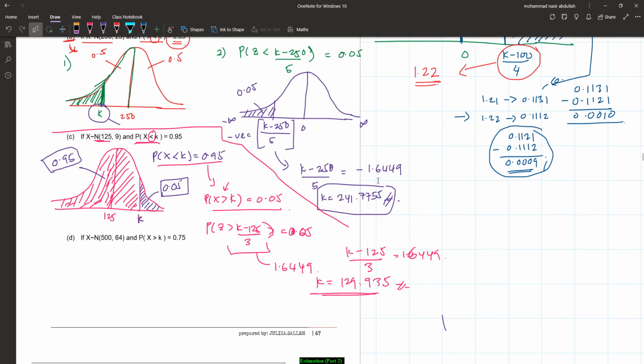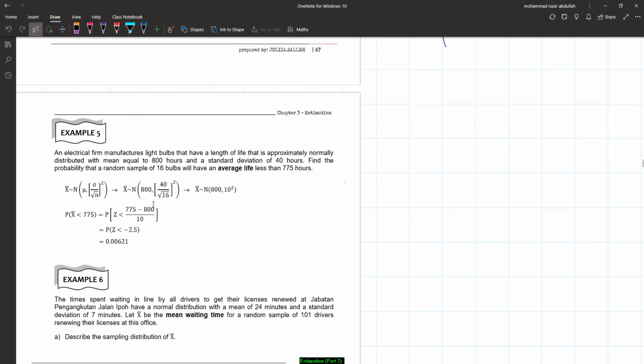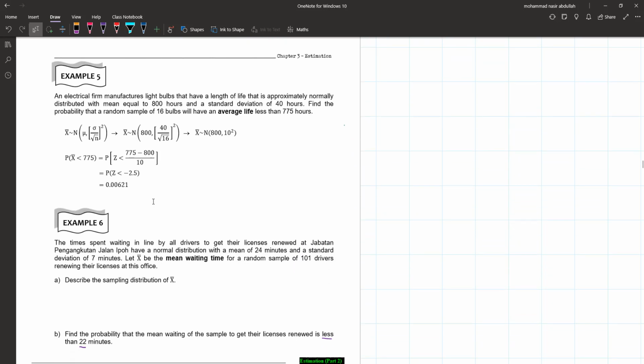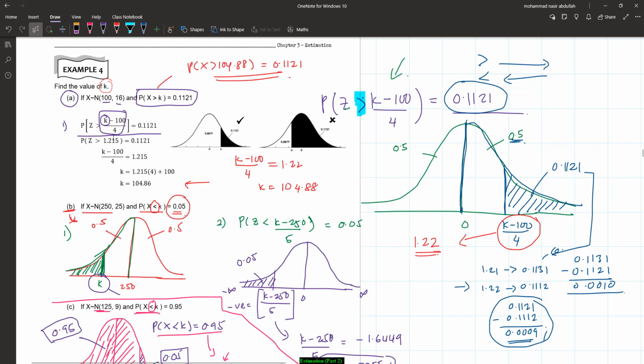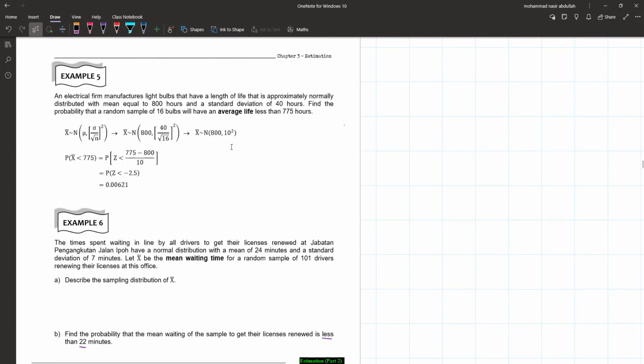Okay. So I think D, you can do it yourself, the same thing. Right? Now let's look at example number 5. Example number 5 is given in terms of a problem. Examples 1 until 4 are direct questions. Normally in your test or final assessment, there won't be questions like this. Questions like this are in the form of a problem. Right. So now let's look at example number 5.